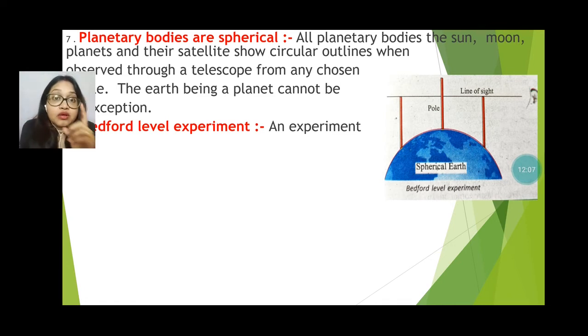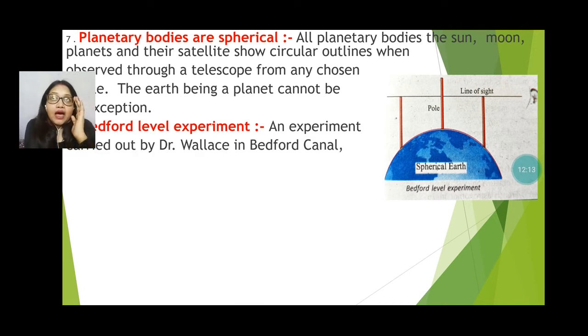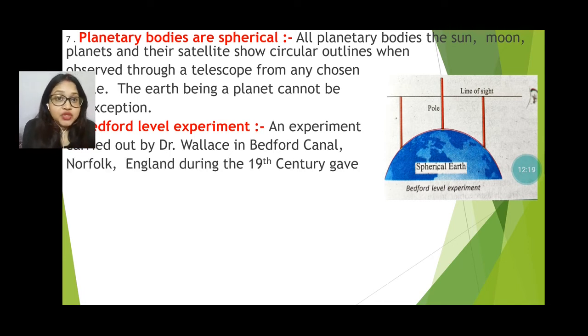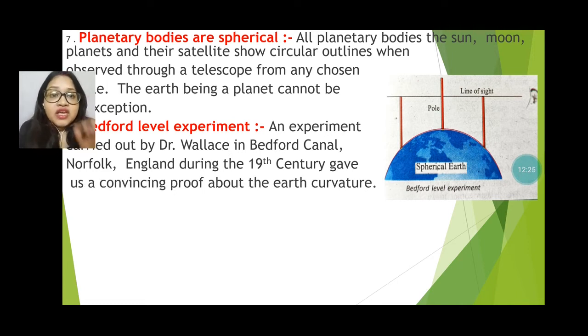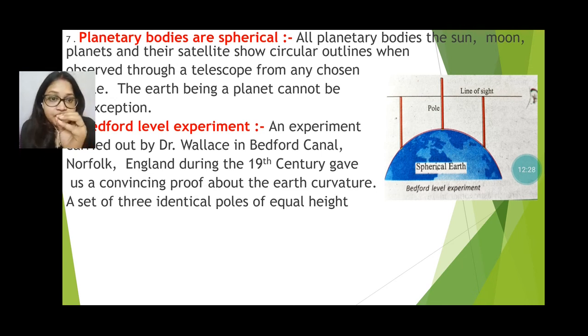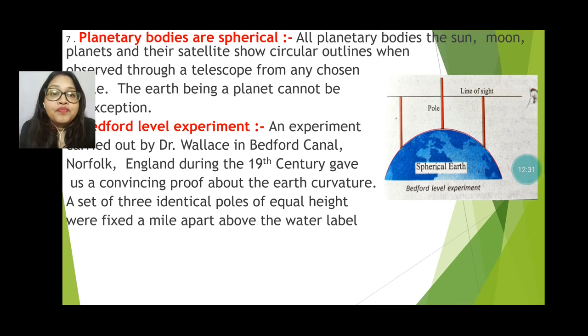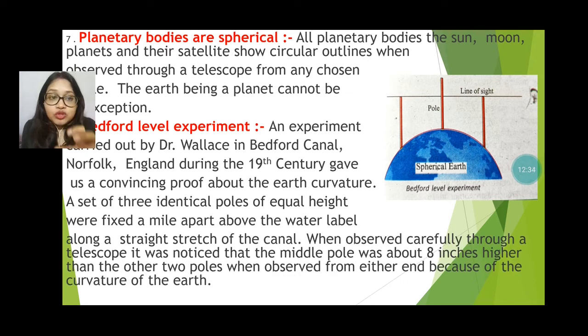Next one, the most important proof, is the Bedford Level experiment. Okay, this experiment was done by Dr. Wallace in the Bedford Canal, located in Norfolk, England, in the 19th century. For the Earth's curvature, he first of all took a set of three identical poles of equal height. These three identical poles he fixed a mile apart above the water level.